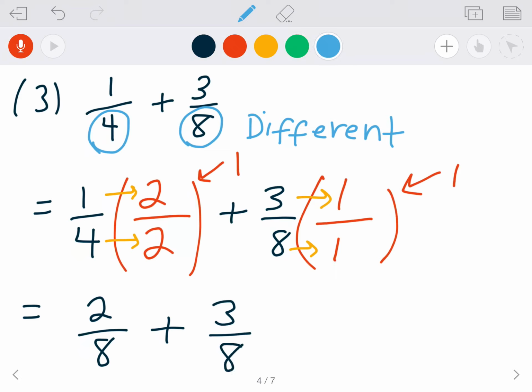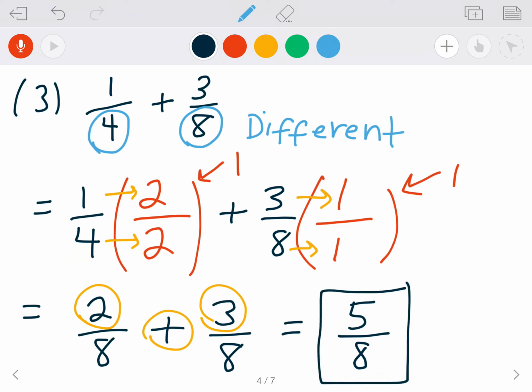So now we see that we have the same denominator, 8 here, 8 here. That's what we want. That's why we did all of this, to get the same denominator. So the 8 stays. And now the numerators of 2 and 3 are added, 2 plus 3. That makes 5. 5/8 is irreducible. So that's our final answer.